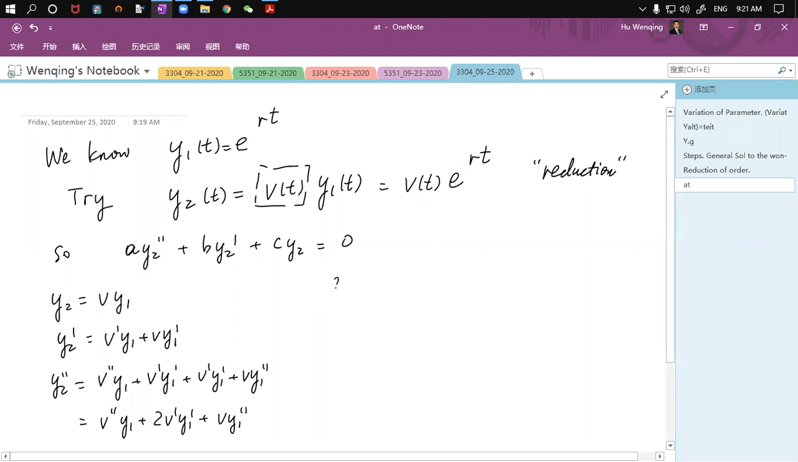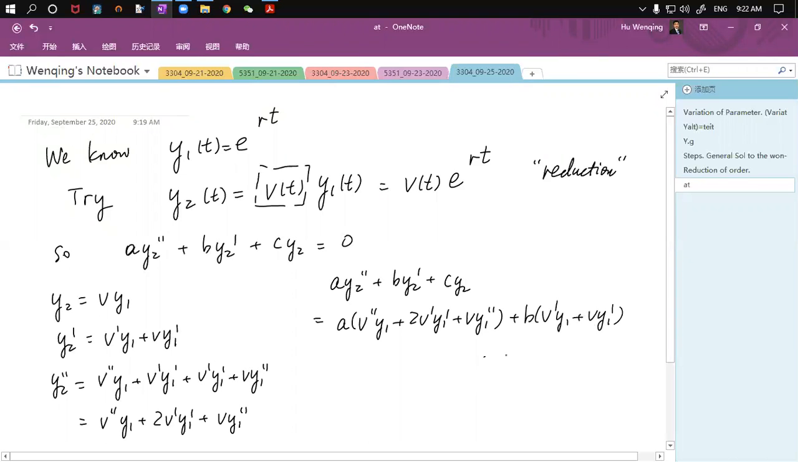So that's going to see that a y2 double prime plus b y2 prime plus c y2 is going to be equal to a times (v double prime y1 plus 2v prime y1 prime plus v y1 double prime), plus b times (v prime y1 plus v y1 prime), plus c v y1. So that's going to be your 0, right? I mean, this is just calculating the left-hand side.